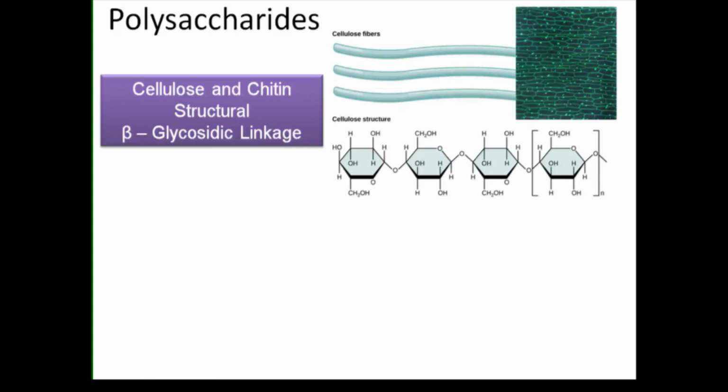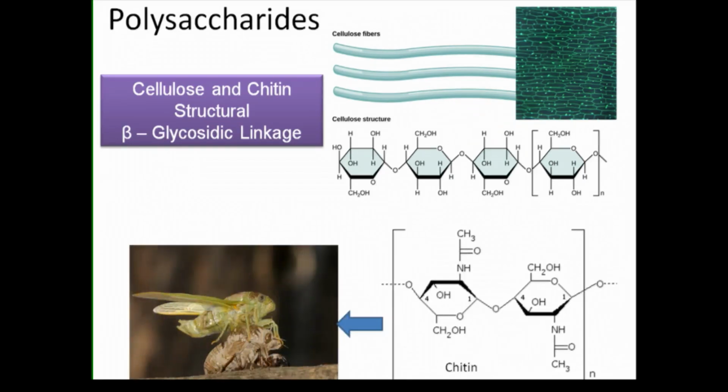On the other hand, you have structural polysaccharides. The key role of these are to give support to cells and tissues. Cellulose and chitin are two forms of structural polysaccharides. These are non-living structures, and they are formed by the beta isomer of glucose and the beta glycosidic linkage.